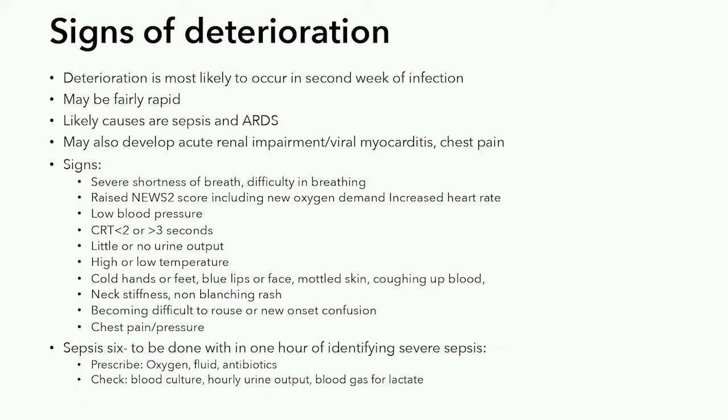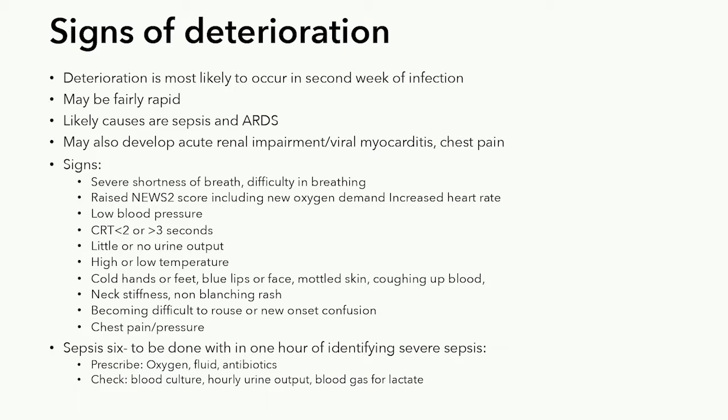Again, when you identify somebody with sepsis 6, in whichever setting there may be, there are 6 things that you need to do. Those 6 things include 3 things that you need to prescribe and 3 things that you need to check. The three things that you may need to prescribe are oxygen, fluids, and antibiotics. We've talked about oxygen, we've talked about antibiotics, and then comes the fluids.